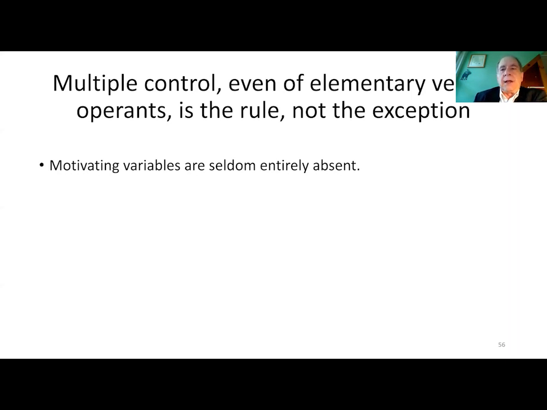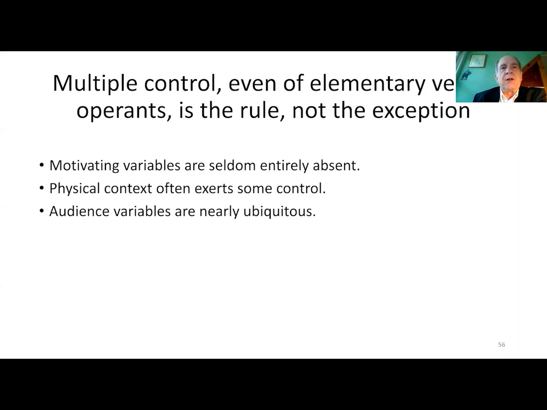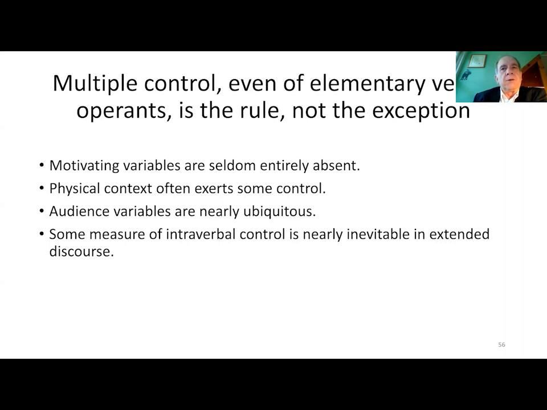Motivating variables are seldom entirely absent. So there's usually an element of mand control. The physical context usually exerts some control, so there's usually some tact control as well. Audience variables are not ubiquitous, but they're nearly ubiquitous. That is, we don't talk much in the absence of an audience. Intraverbal control is nearly inevitable in any kind of extended verbal behavior, and any kind of extended passages of verbal behavior. Because words so commonly occur in the presence of other words that there's likely to be some measure of intraverbal control.